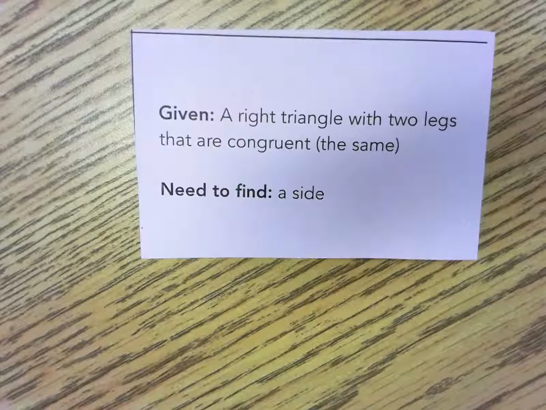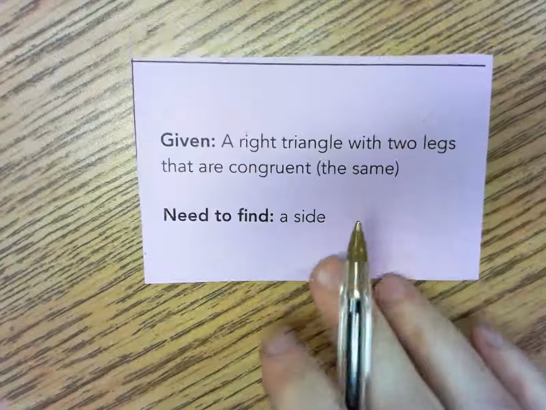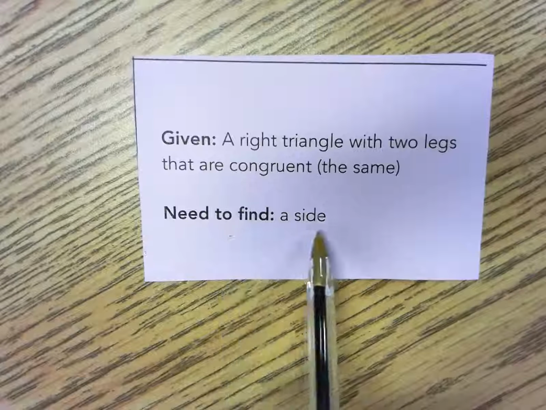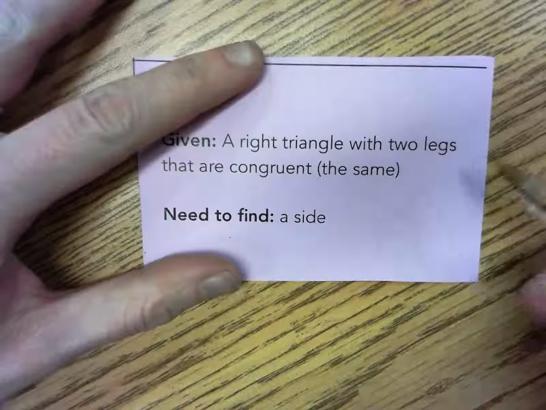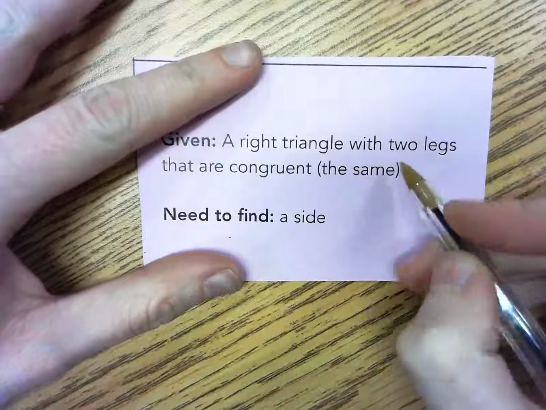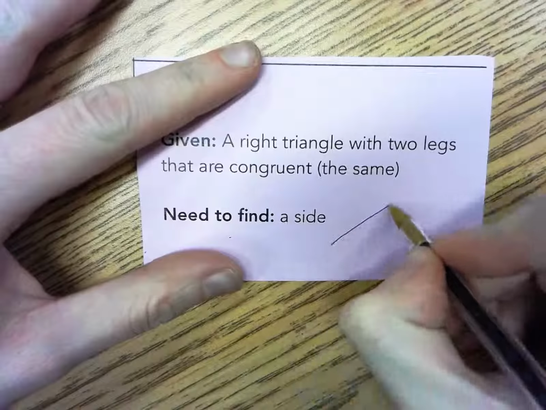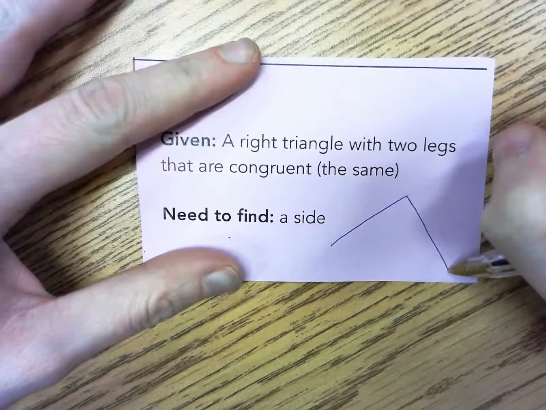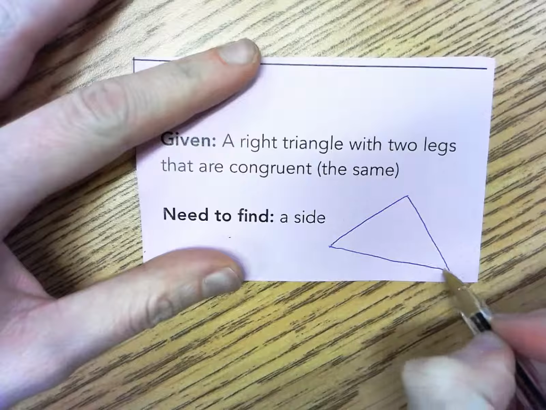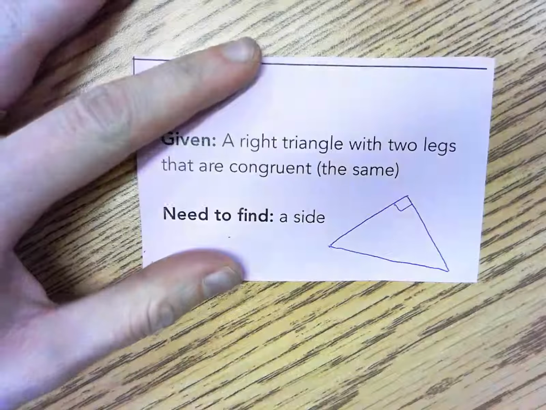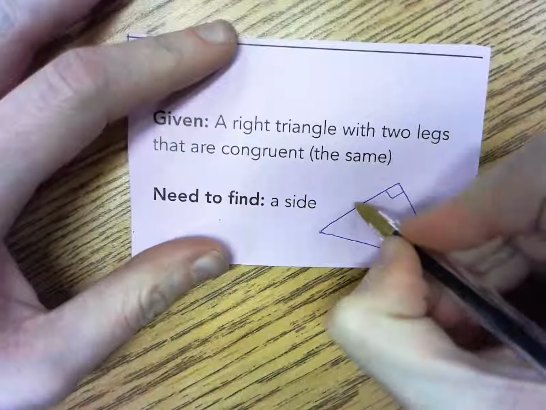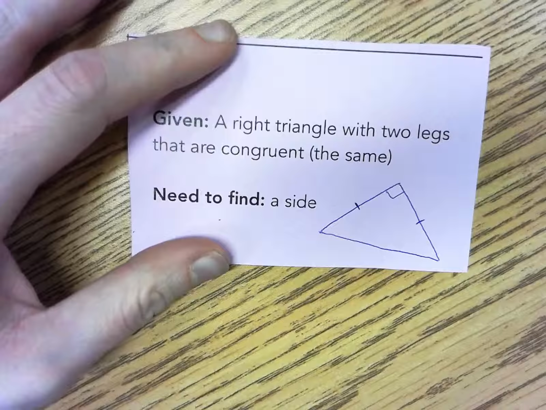All right, go ahead and find this card. Given a right triangle with 2 legs that are congruent, which means the same, need to find a side. So let's draw this one out. Again, it's a right triangle, and we have to have 2 legs that are the same. Doesn't matter how you draw it, as long as you draw some kind of right triangle where the 2 legs are the same length. Normally, when there's 2 legs that are the same, you'll see this little slash mark through the 2 sides, which means those are the same.